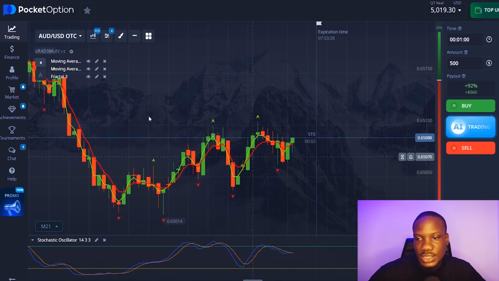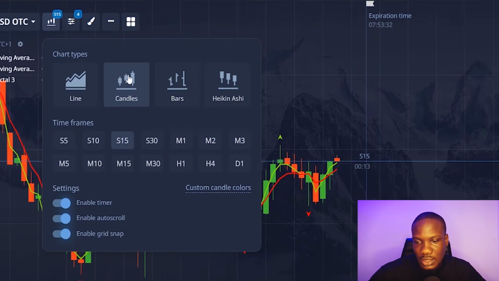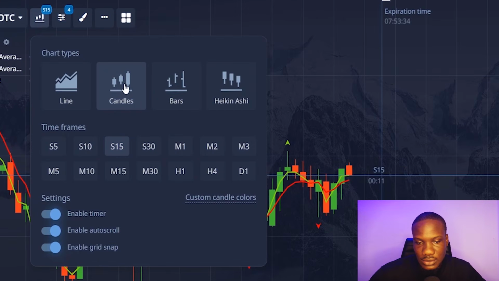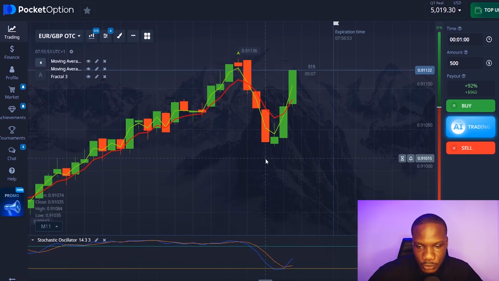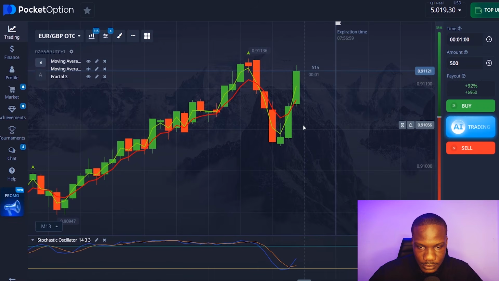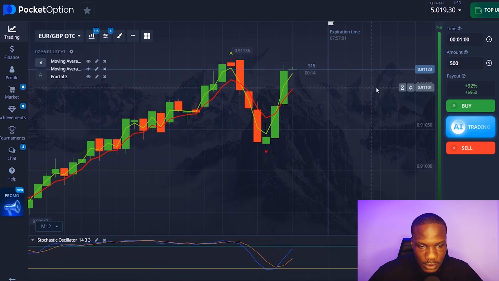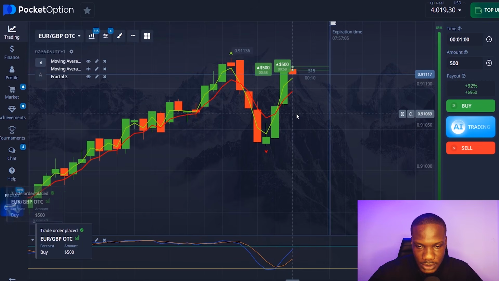So with this strategy, I'll be using the 15 seconds candle time frame, and also I'll be using the classic candlestick. I'll be trading on 1 minute. So right here, I'm finding an opportunity. So I'm going to be going for a buy position right here.